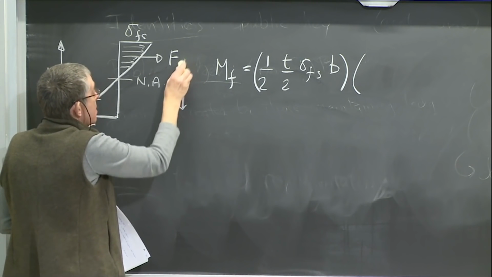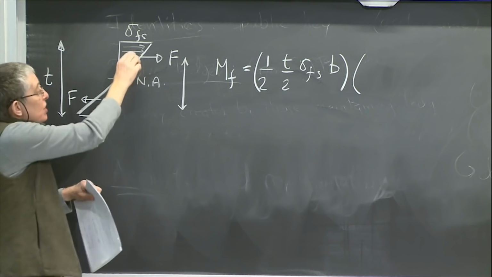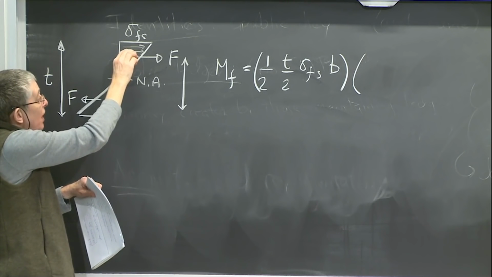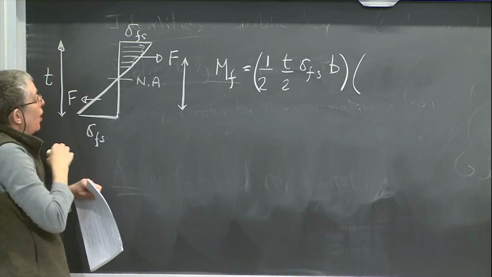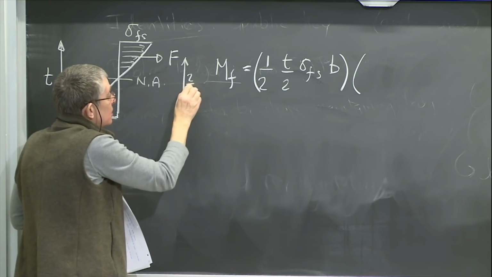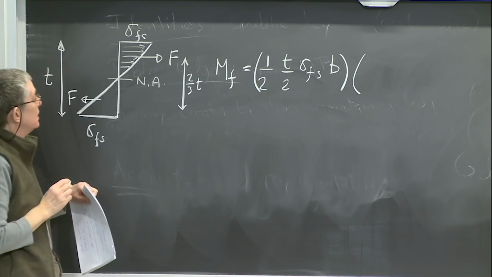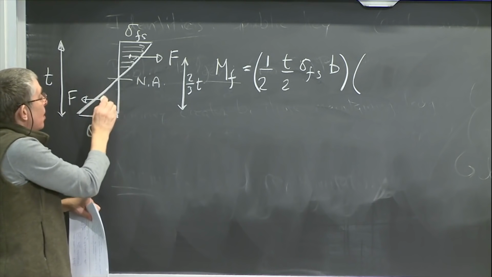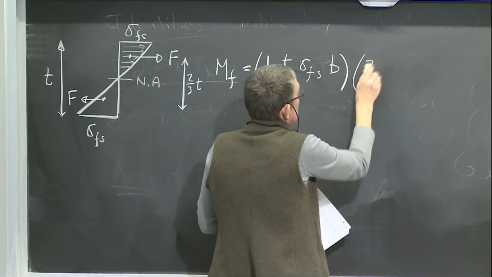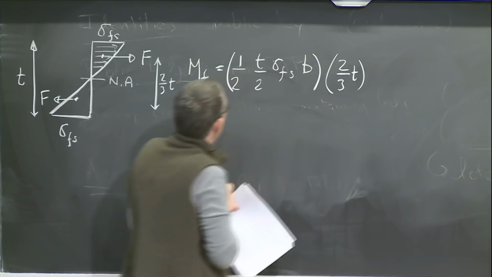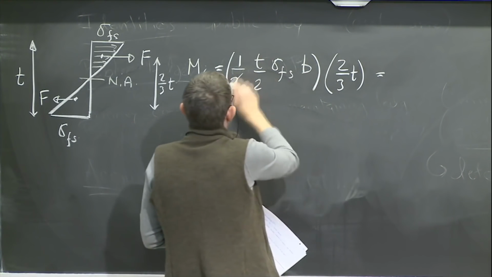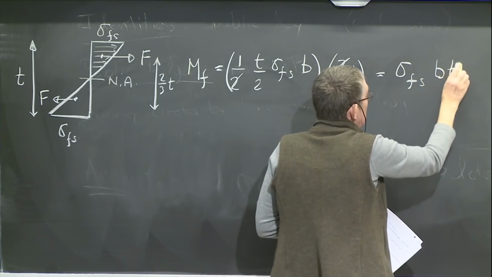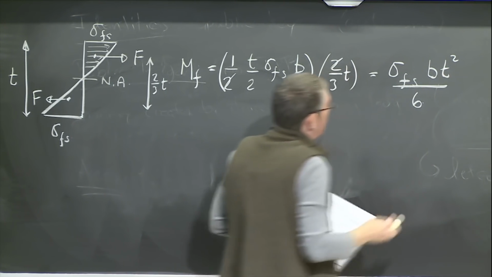The moment arm between those two forces: each of these forces acts through the centroid of the area, right? The centroid of a triangle is not in the middle, and that total distance is 2/3 of the thickness, T. So that's the moment arm that you get by figuring out where the centroid of these areas are. So I multiply that times 2/3 T, and one of the 2's is going to cancel. So I can rewrite that as sigma Fs times B times T squared over 6.